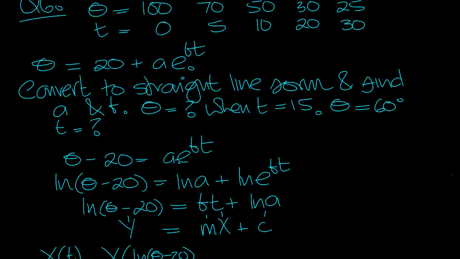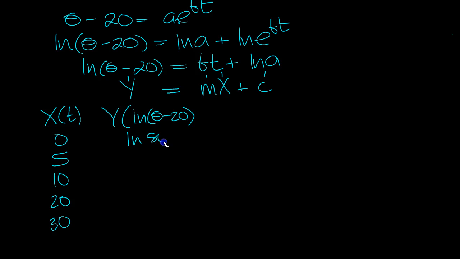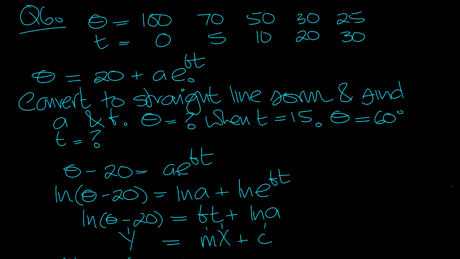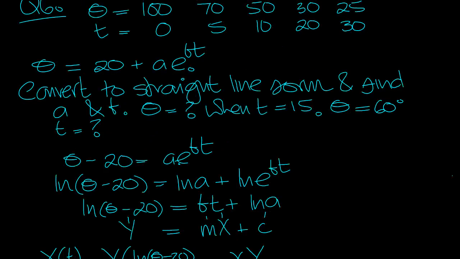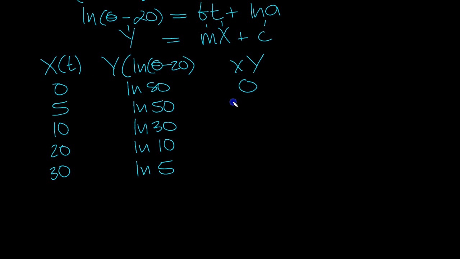So what have we got? We got 100, 70, 50, 30, 25, so that's ln of 80, ln of 50, ln 30, ln 10, and ln 5, because I've taken 20 away from each of them. There we go. That's that one. And then we need the products, the xy's. That's a 0, is it? Yep. So that times that is 0. 5 ln 50, 10 ln 30, 20 ln 10, and 30 ln 5.